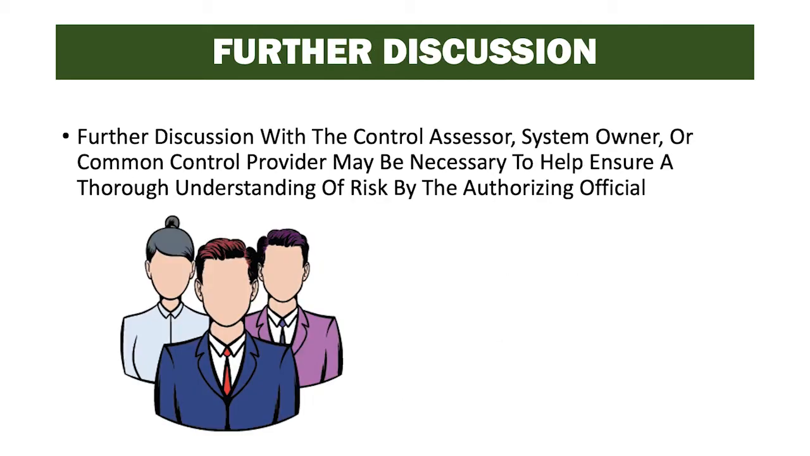Further discussion with the control assessor, system owner, or common control provider may be necessary to help ensure a thorough understanding of risk by the authorizing official. So when the authorizing official is reviewing the package, there may be questions that come up. In those cases, the authorizing official will talk to the control assessor, the system owner, or the common control provider to provide the needed detail to make a determination of risk.